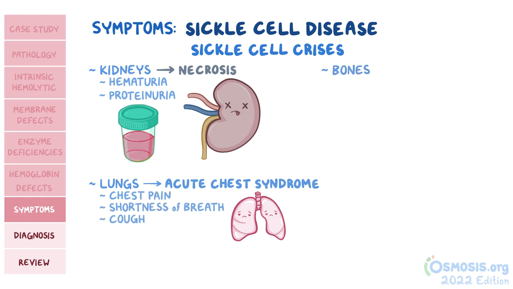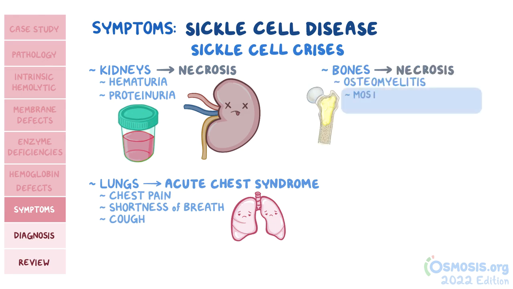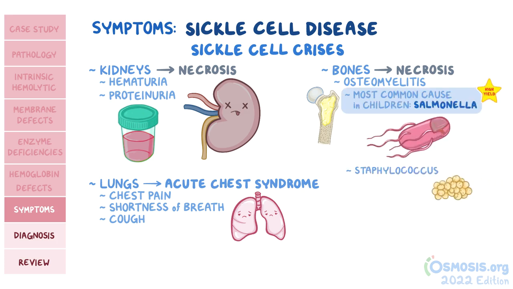Sickling in bones can lead to bone necrosis, predisposing to osteomyelitis. For the exams, remember that the most common cause of osteomyelitis in children with sickle cell disease is Salmonella, while Staphylococcus aureus and Escherichia coli are also common.